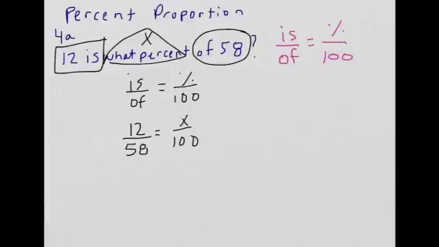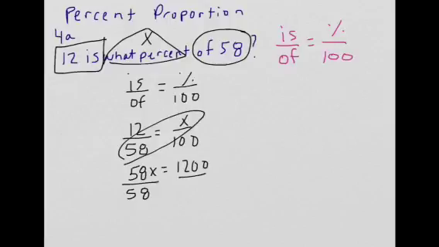And now what I'm going to do is I'm going to butterfly. So I'm going to butterfly this one first. So it's going to be 58X is equal to 1200. Divide by 58. Divide by 58. And we're going to have X is equal to 20.68%. Now, that could also round up to 20.69%.